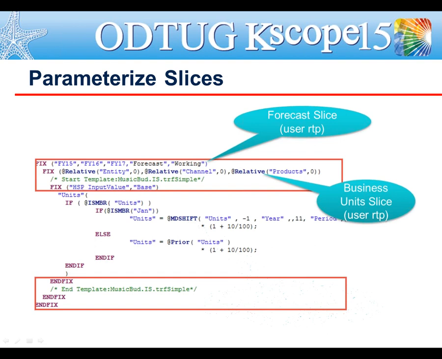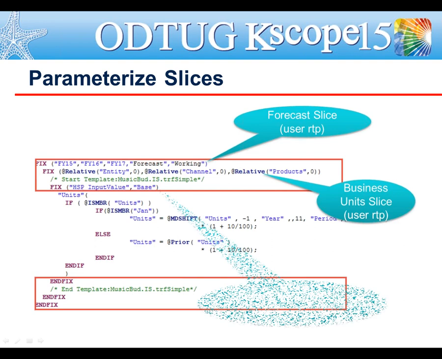Fix 2 is what I'm calling the business unit slice. In this case, I'm identifying just the level 0 business units from the entity, the channel, and the products dimension. Of course, that could be something else.